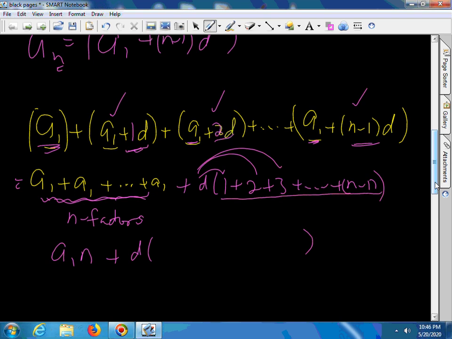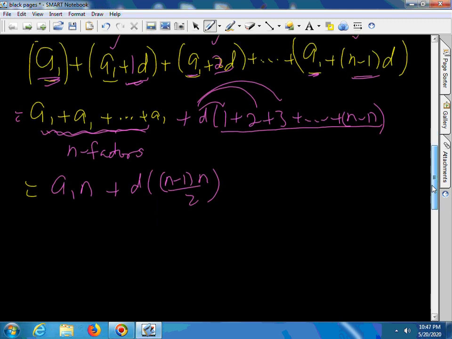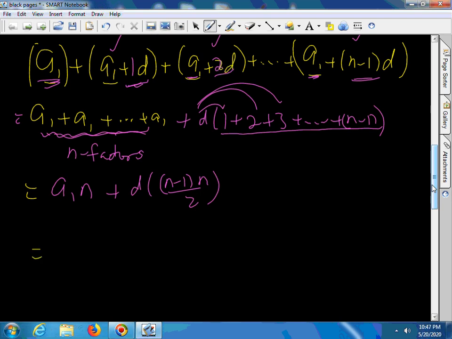So we have a rule. If you add up the counting numbers up to n minus 1, you get n minus 1 times 1 more, which is n, over 2. Okay, this here is the sum of the first n terms of an arithmetic series. Well, we can clean this up a little bit. We have a1 n plus b times n times n minus 1 over 2. Let's get a common denominator. I'll multiply by 2 over 2 here. That's 1, and now both fractions have the same denominator.